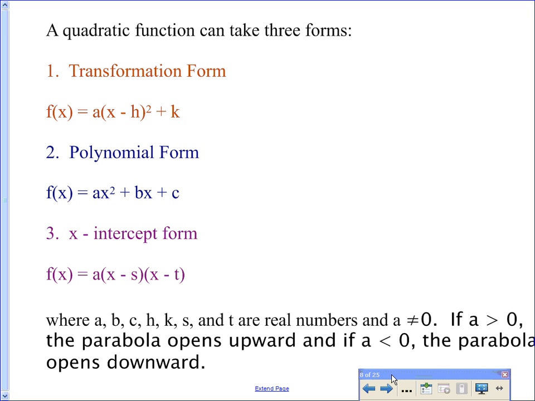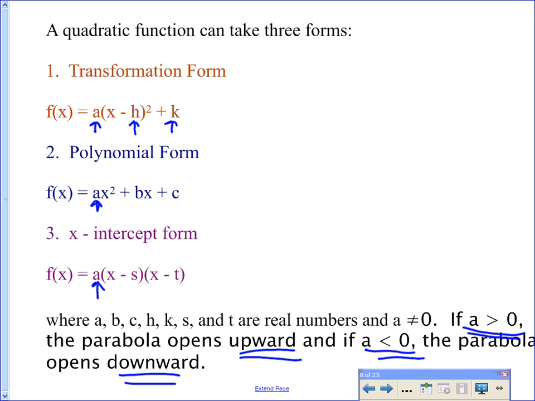If a is greater than 0, the parabola is going to open upward. And if a is less than 0, then that's when it's going to open downward. Okay, and so by a, we mean this value here. And that's going to tell us how the parabola opens. And here, and here.